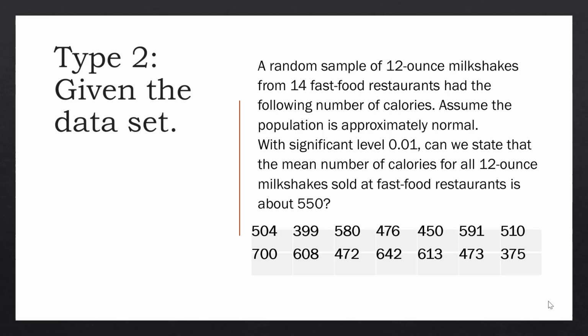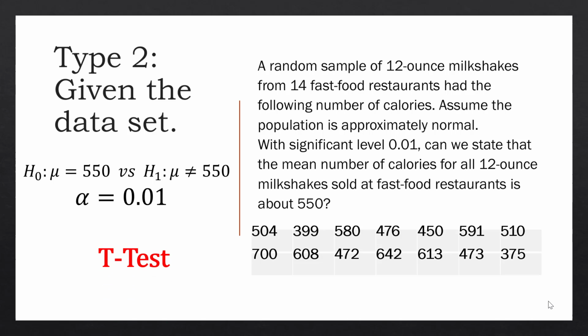Here we have a data set of 14 numbers, and using the claim, we have the null hypothesis is mu is equal to 550, and the alternate one is mu is not equal to 550. So this is a two-tailed test, and alpha is 0.01. Since sigma is not given, we are going to use the t-test.